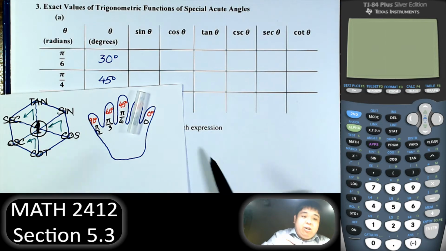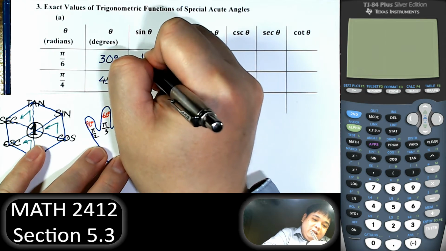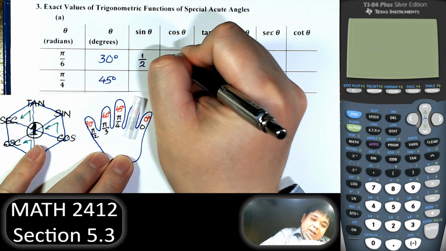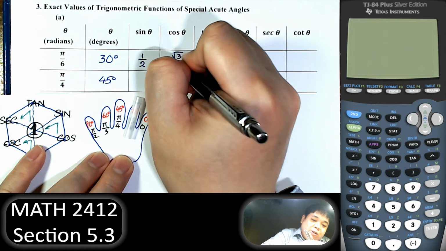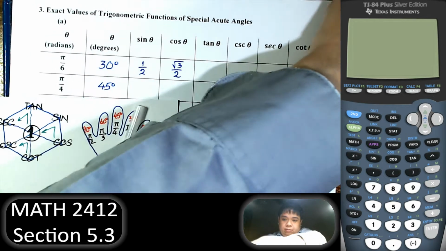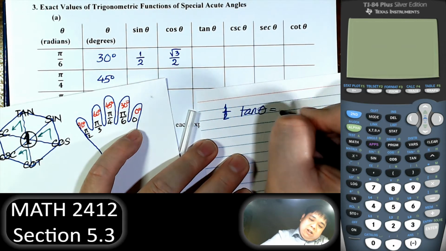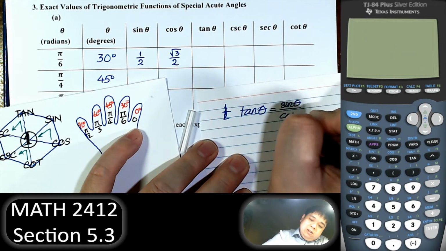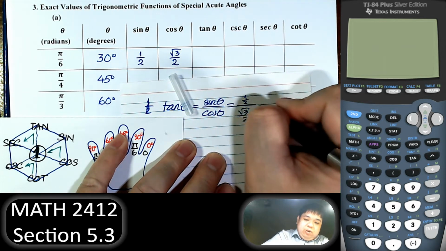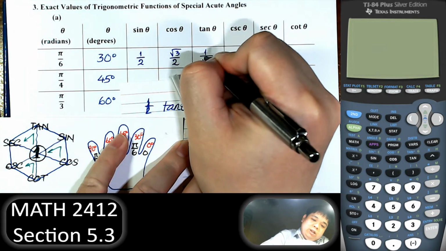So 1 finger on the right, square root of that divided by 2, so we have 1/2 for sine. Cosine, number of fingers on the left: there are 3 fingers on the left of 30, square root of that divided by 2. And tangent, we just divide these 2. Tangent is equal to sine over cosine. So we have 1/2 divided by square root of 3 over 2, which we multiply by the reciprocal. We have 1 over square root of 3.